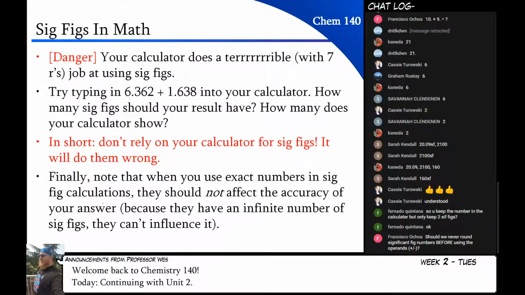So if you have operands left to do, don't round. Keep all of your numbers for as long as you can in the calculator, but note at each step how many sig figs your result should have. So like if you have a number that you add to another number, and then you multiply, and then you add to another number, don't round until the very end if you can help it.